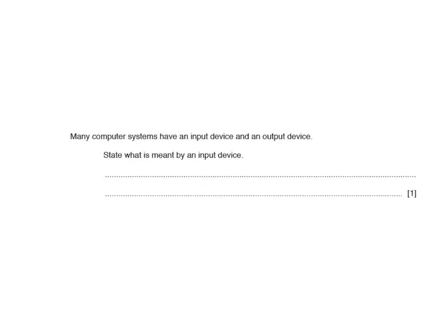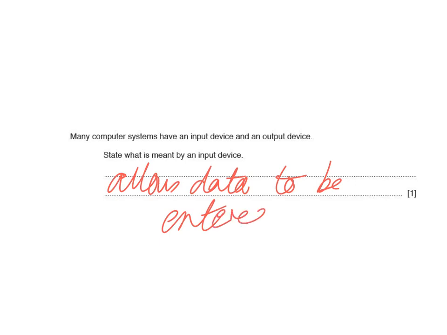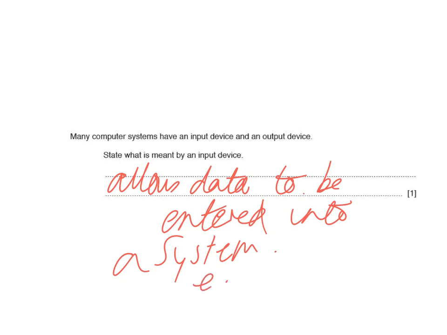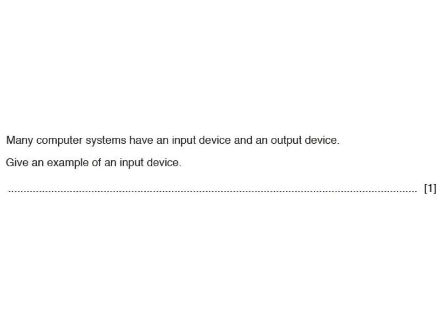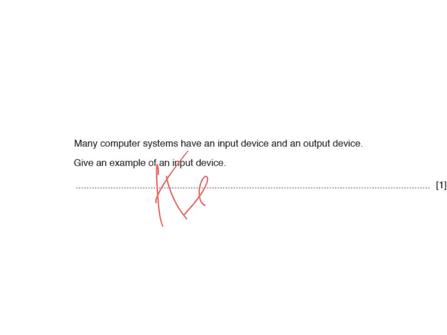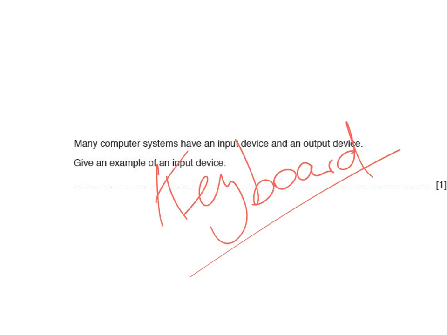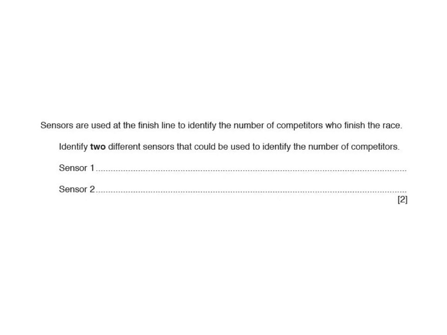Let's skip it entirely. An input device, well, goodness me, if we need any help with this one, it allows data to be entered into a system, e.g. keyboard. Give examples, get into good exam habits for things like that. Easy, oh well, there we go, did it already. Keyboard, give a straightforward one for that. I mean, there's tons: touchscreen, microphones, lots.